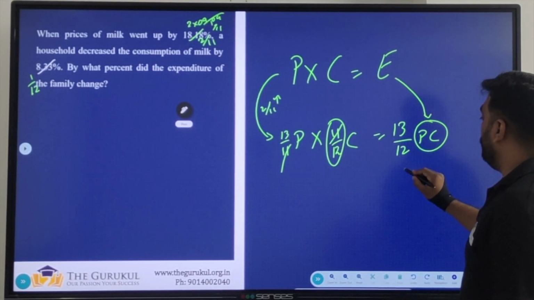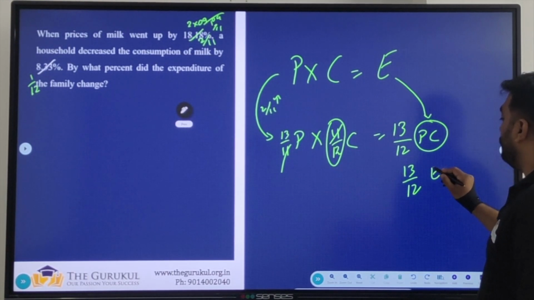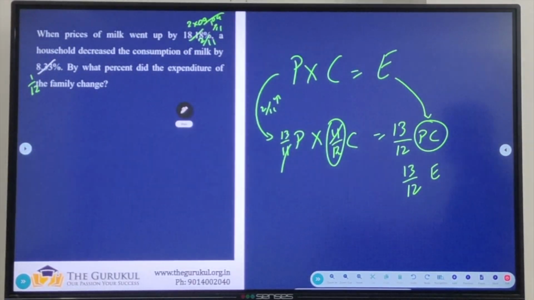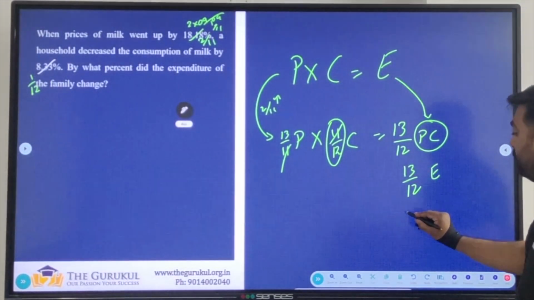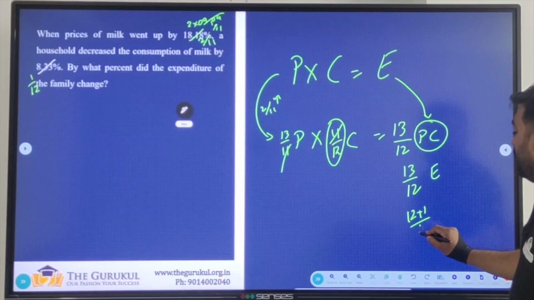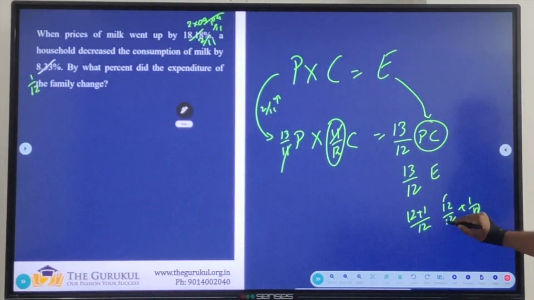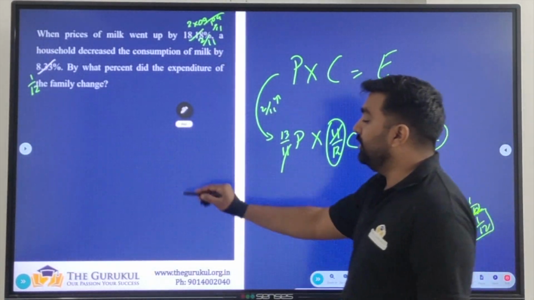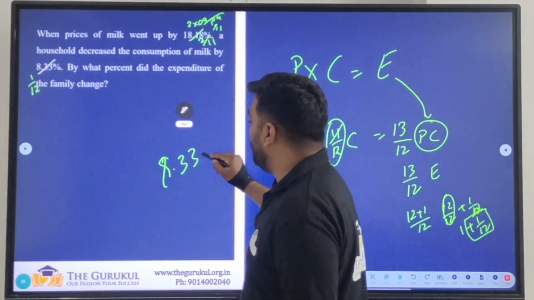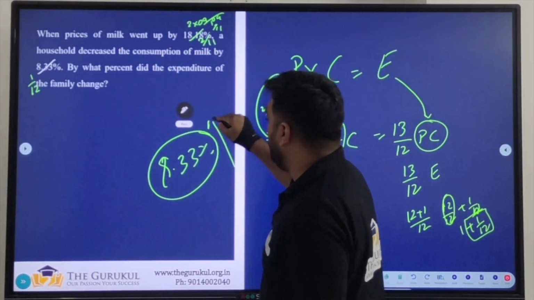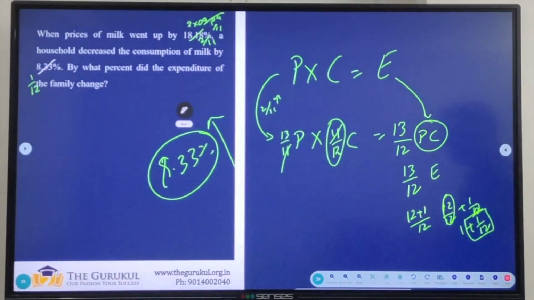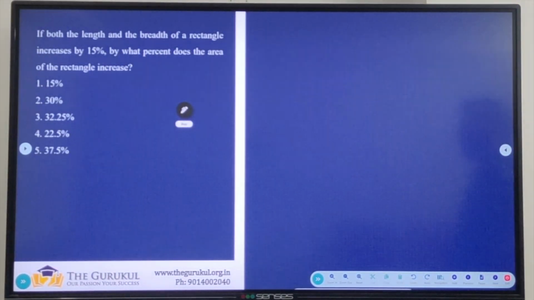PC is expenditure. So 13 by 12 of expenditure. Increase or decrease? 13 by 12 means 12 plus 1 by 12. That is 12 by 12 plus 1 by 12. 1 plus 1 by 12. So there is an increase of 1 by 12, which is 8.33 percentage. This is increase. Clear? Next one.